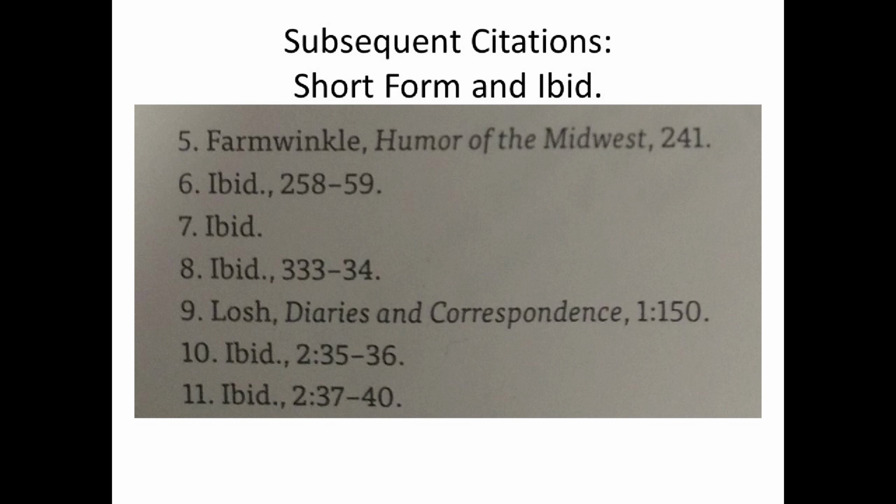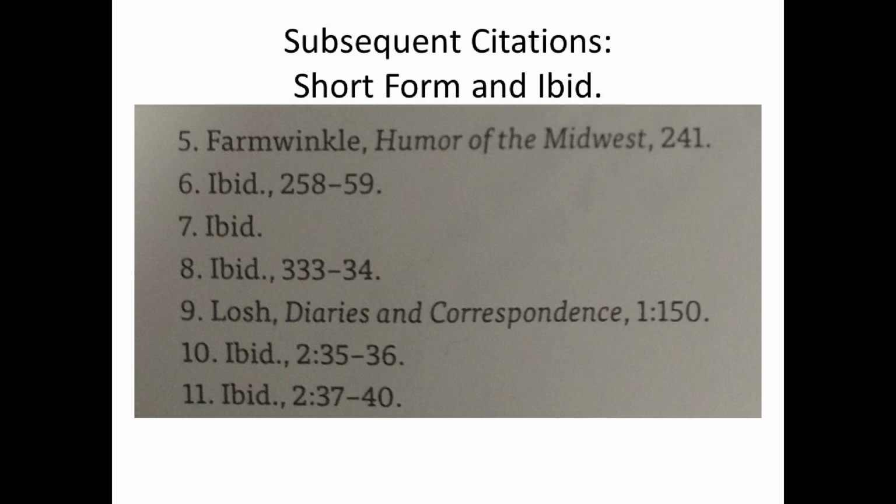1:150. When you see that, that means it's a multi-volume source. There's probably like 3 or 4 volumes of diaries and correspondence. One refers to the volume number. There's too many diaries, too much correspondence, so they had to publish it in multiple books. Volume 1, Volume 2, Volume 3, Volume 4. This means look in Volume 1, page 150.